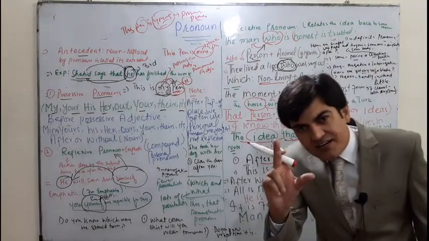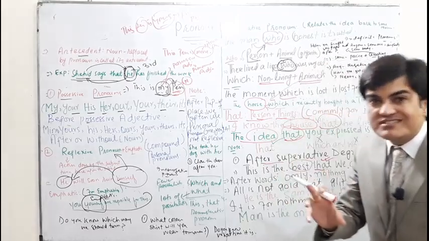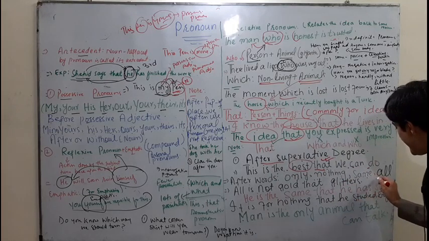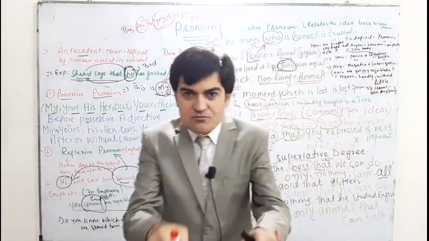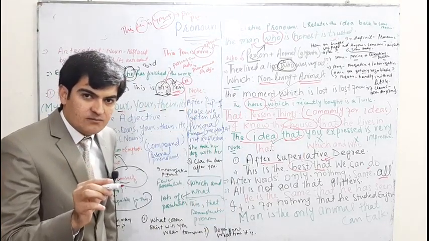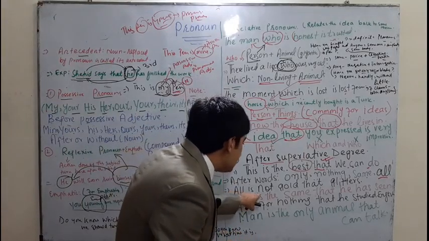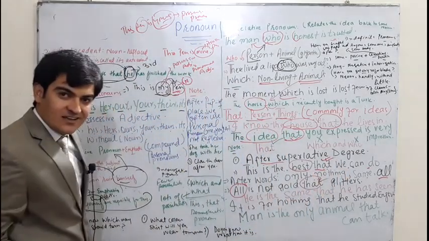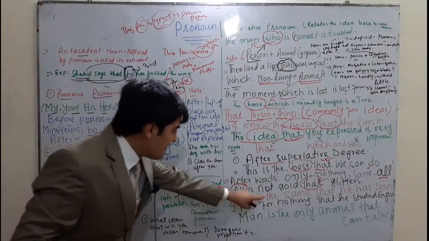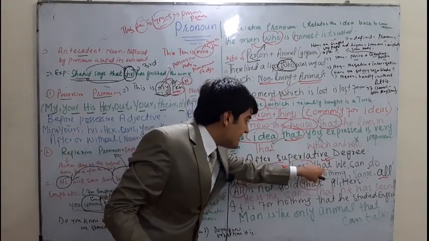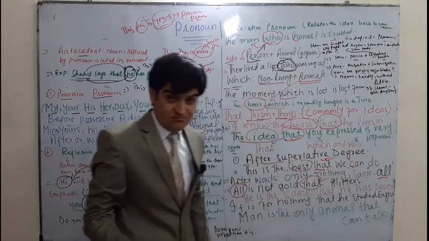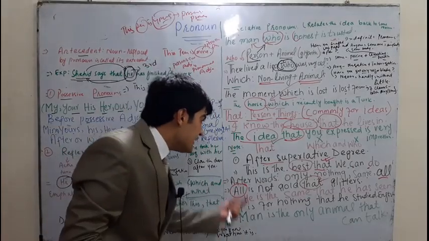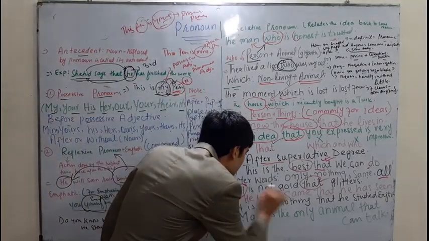Second, there are certain words after which you will be required to use "that". For example, only, nothing, same, all. These four are such words. If they come in a sentence, after them you will use "that". You must understand this. Look at this: all is not gold that glitters. Over here, "all" has been used, that's why you would be bound to use "that". At the beginning of the sentence you can see "all" has been used. As I said, if these words come, only, nothing, same, all, in a sentence, after them you will use "that".